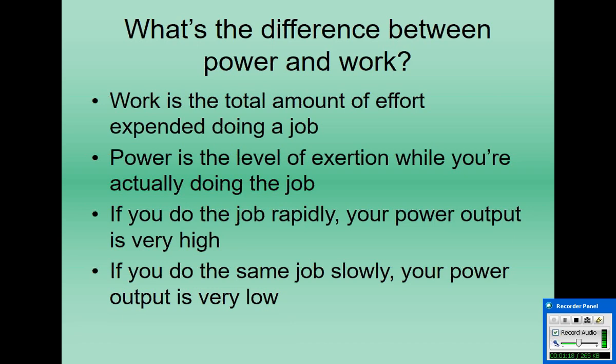So it's like doing a job. Maybe you could do that job in 60 minutes. Maybe if you worked faster, you could do the same job in 10 minutes. Well, while you're doing the work, your power output during those 10 minutes is greater than the power output you would have if you were taking 60 minutes to do the job. So power is the level of exertion. It's the rate at which you are doing the work. So the faster you do the work, the greater the power output.